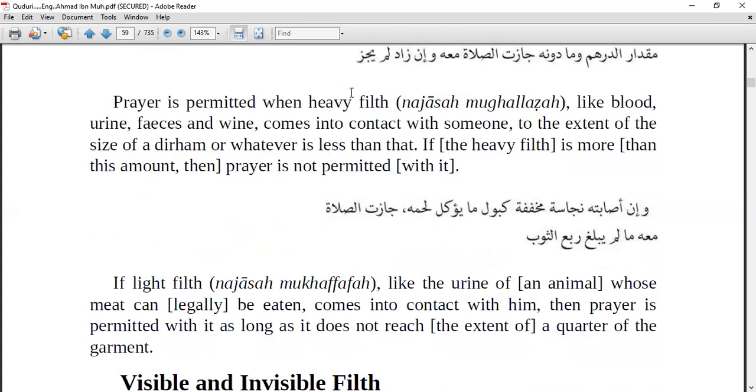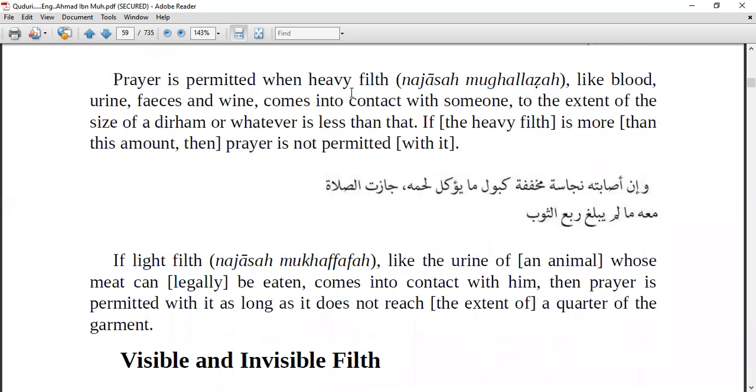وَإِنْ أَصَابَتْهُ النَّجَاسَةُ مُخَفَّفَةً بَوْلِ مَا يُؤْكَلُ لَحْمُهُ, and if light filth, like the urine of an animal whose meat can be legally eaten, comes in contact with the clothes of a person, their body, or the place of worship, أَنْجَازَ الصَّلَاةِ مَا لَمْ يَبْلُغْ رُبْعَ الثَّوْبِ, then it is permitted that a person prays as long as it does not reach a quarter of the garment in which he's praying, or the quarter of his body. Now, he's not saying the entire garment, but quarter of the part of the garment which comes in contact with this najasa.